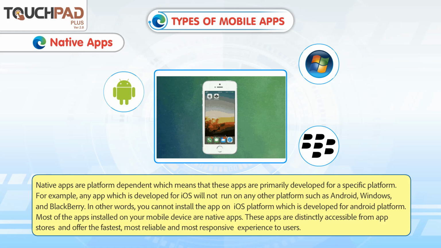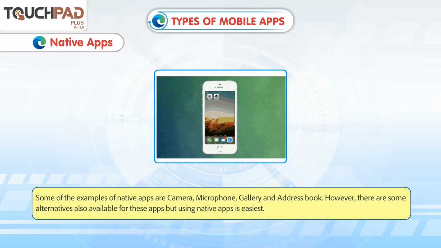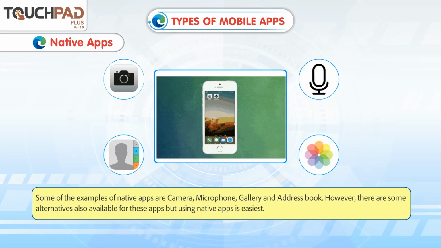Most of the apps installed on your mobile device are native apps. These apps are distinctly accessible from app stores and offer the fastest, most reliable, and most responsive experience to users. Some of the examples of native apps are Camera, Microphone, Gallery, and Address Book. However, there are some alternatives also available for these apps, but using native apps is easiest.